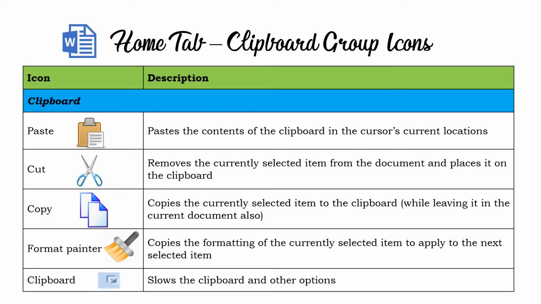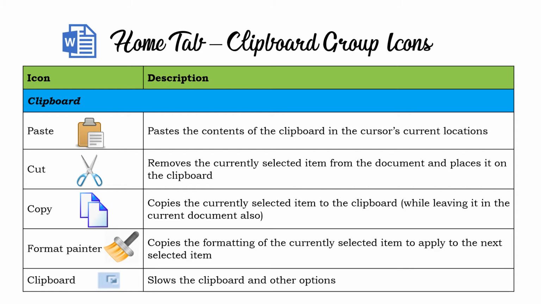Cut looks like a pair of scissors, and this allows you to remove selected items from a document and place it onto the clipboard. Next we have Copy, which resembles two sheets of paper next to each other, and this copies the currently selected item to the clipboard while leaving it in the current document also. Now a difference between cut and copy is that cut removes the item, whereas copy only copies the selection and leaves it in the document, so it is not removed.